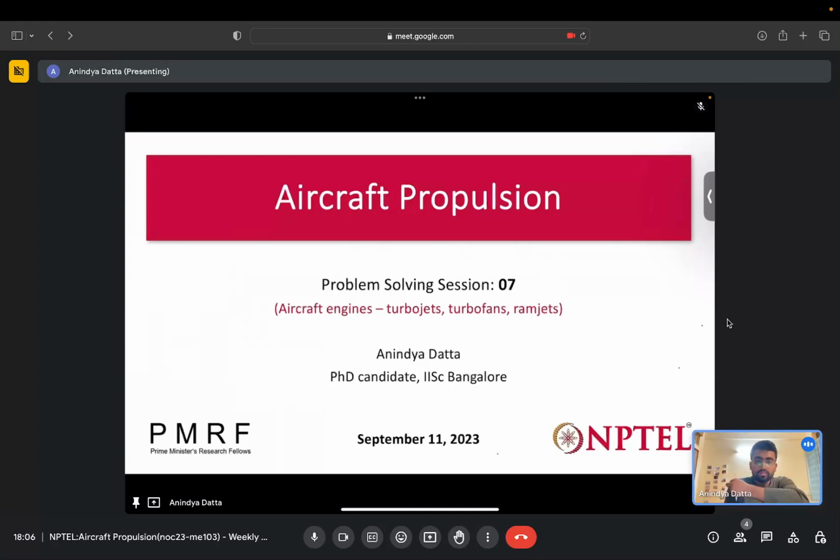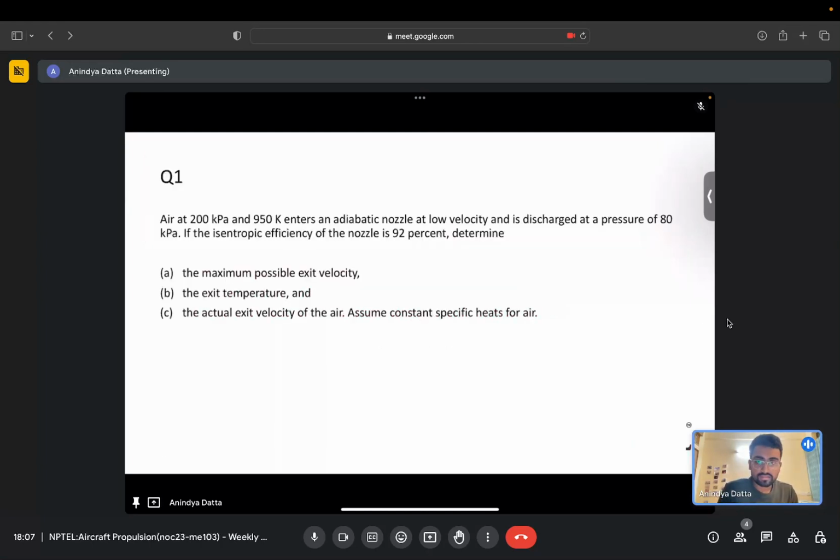Okay, and so today we'll start with some problems on nozzles, and how we compute the significance of the term isentropic efficiency of the nozzle, and how that is defined and everything. So first, this is a problem related to a nozzle.